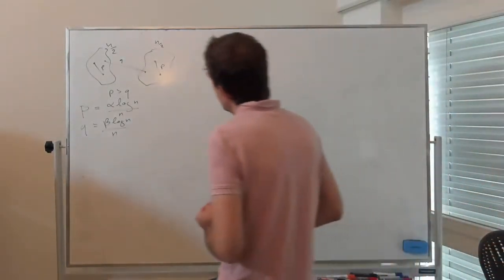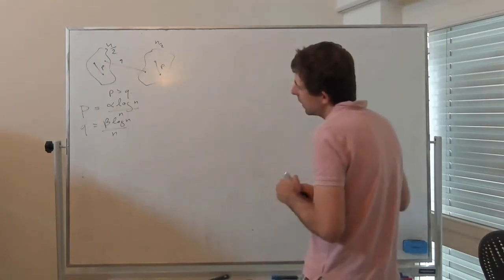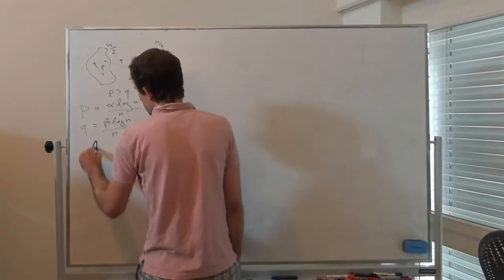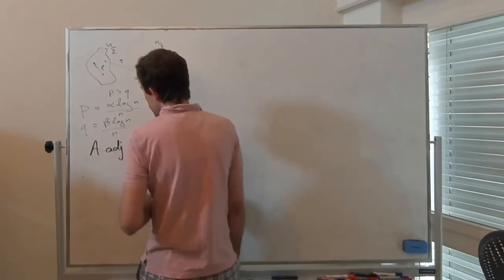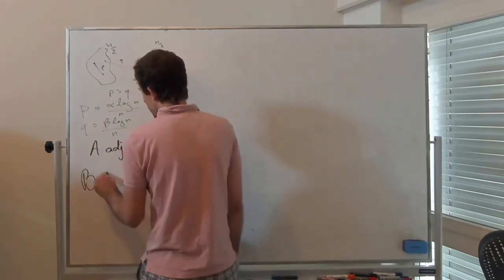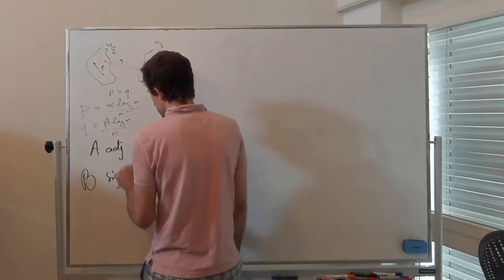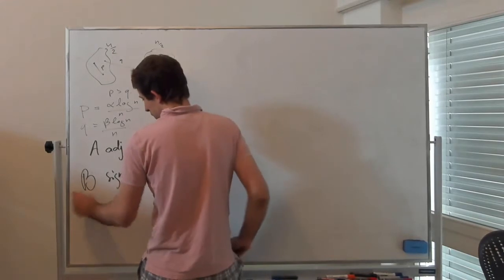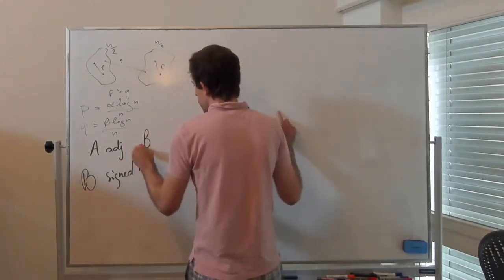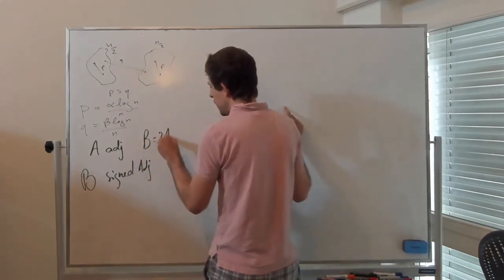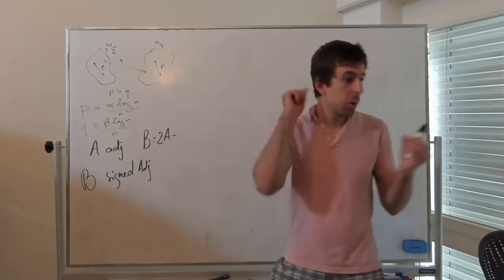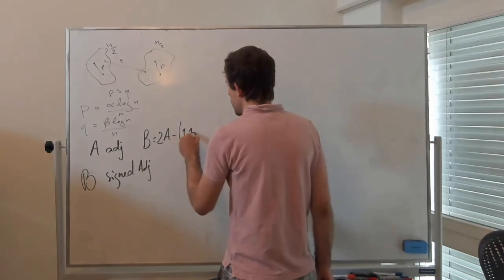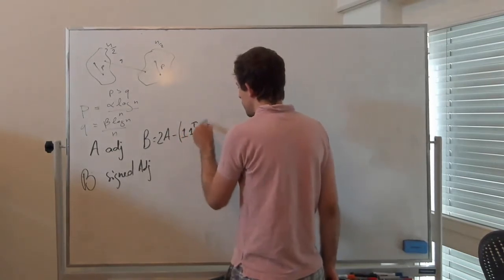Now, we looked at the semi-definite program. Remember A was the adjacency matrix, and we defined B, the signed adjacency. B was simply 2A minus the all-ones matrix, so plus 1 if there was an edge and minus 1 if there wasn't. We can write it this way.